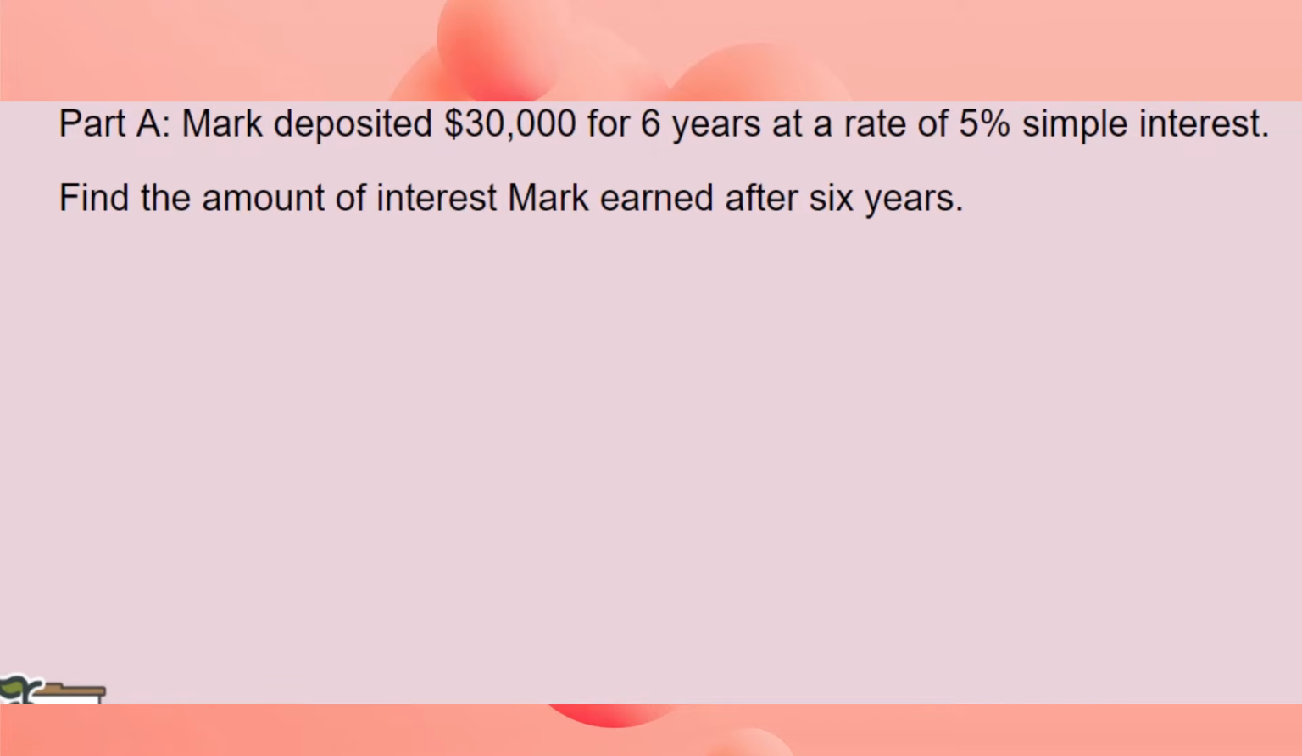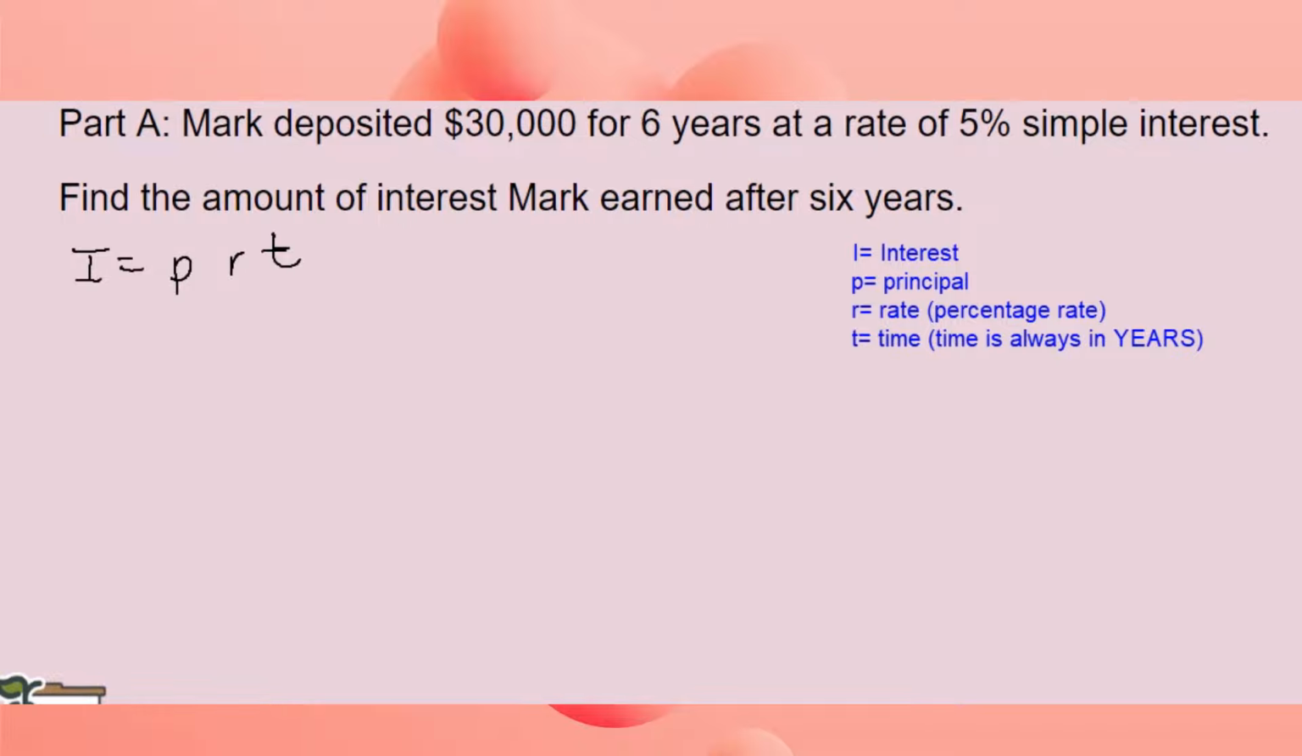Part A. Mark deposited $30,000 for 6 years at a rate of 5% simple interest. Find the amount of interest Mark earned after 6 years. We need to make sure we use the simple interest formula to help us solve this problem. The simple interest formula is interest equals the principal times the rate times the time. The interest is the dollar amount earned. In this case, we don't know what the interest is.